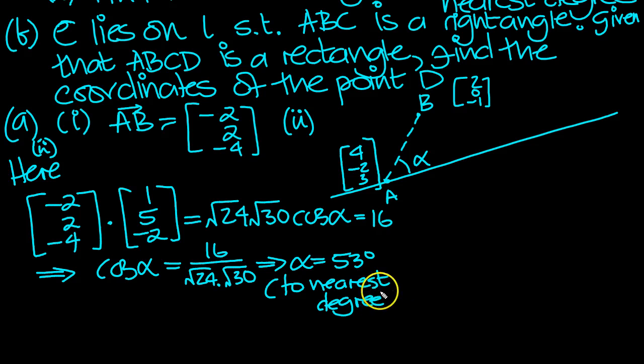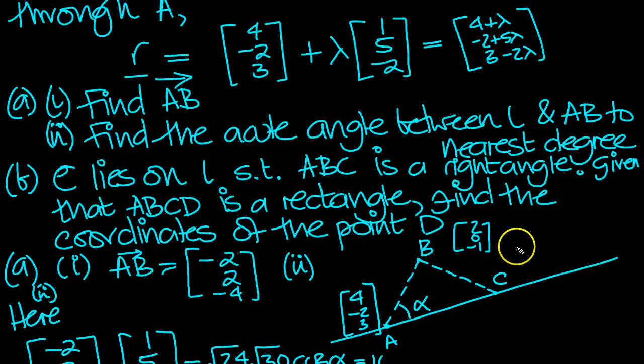Okay, good. Right, 53 degrees. Now next, part B. C lies on L, so here's the line L, such that ABC is a right angle, so we've got a right angle here at B. And this is the point C. Now C is a point on the line, so parametrically speaking it has these coordinates: 4 plus lambda, -2 plus 5 lambda, and 3 minus 2 lambda. So there's the coordinates of C.